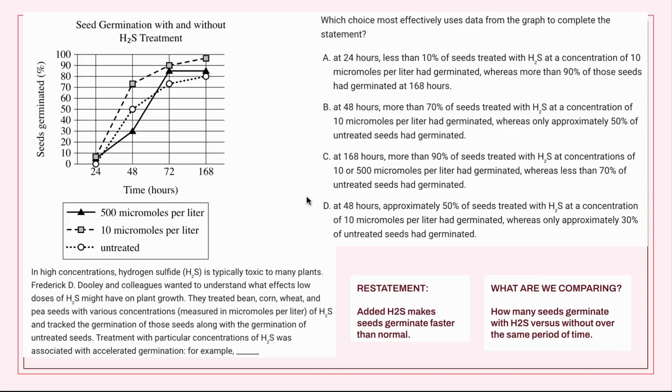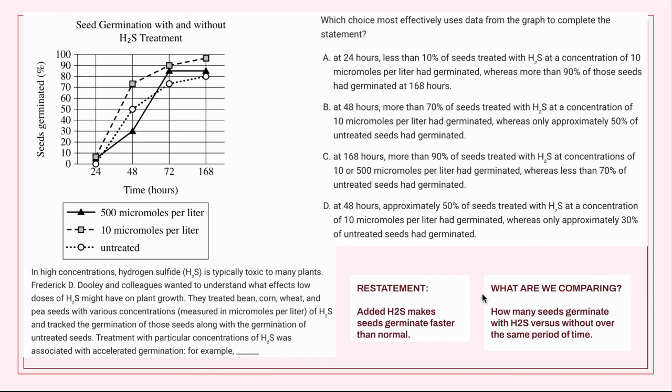And then D: at 48 hours, approximately 50% of the seeds treated with H2S at a concentration of 10 micromoles had germinated, whereas only approximately 30% of untreated seeds had germinated. Again, it's doing the right thing. It's comparing the H2S ones with the untreated ones, and it's saying that it's more after the same amount of time. But we already verified the numbers at 48 hours. This one does not have them right, because at 10 micromoles per liter, it has over 70%, not approximately 50%.